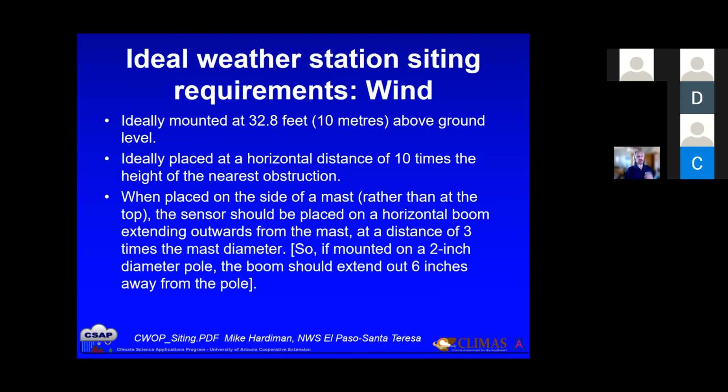And so you're going to really try to optimize this as best you can. The higher you go, the more accurate it's going to be. But even my home weather station is near my roof because I can't get it that high, so I do it as best as I can. When placed on the side of a mast, the sensor should be placed on a horizontal boom extending outwards from the mast so that the mast itself doesn't interfere with the measurement of the wind.